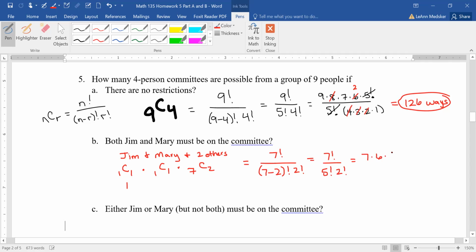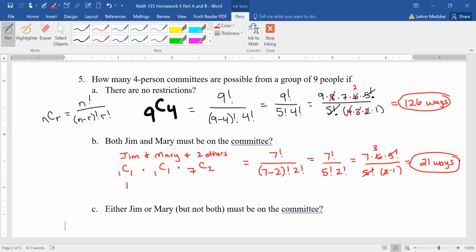7 times 6 times 5 factorial over 5 factorial. So that's going to cancel. And then I'm going to expand the 2 to 2 times 1. And that 2 can go into the 6 and make it a 3. So this is 7 times 3. This is only 21 ways. A lot less. If Jim and Mary both have to be on the committee, you're really only picking for those other 2 slots. So there's 21 ways that can happen.